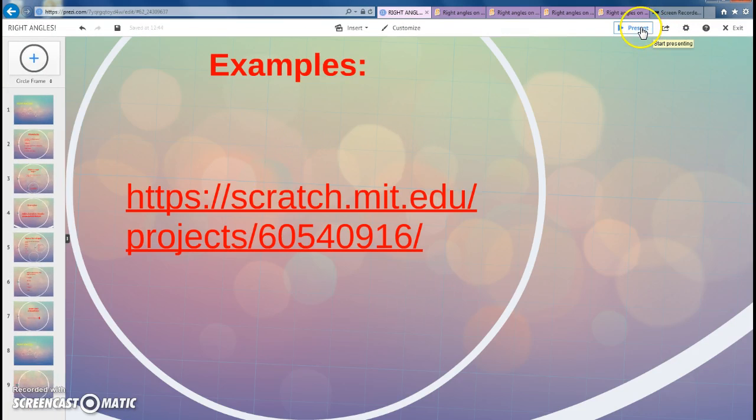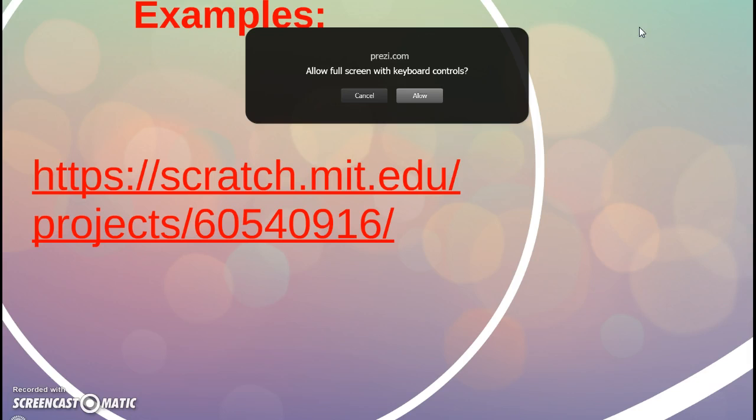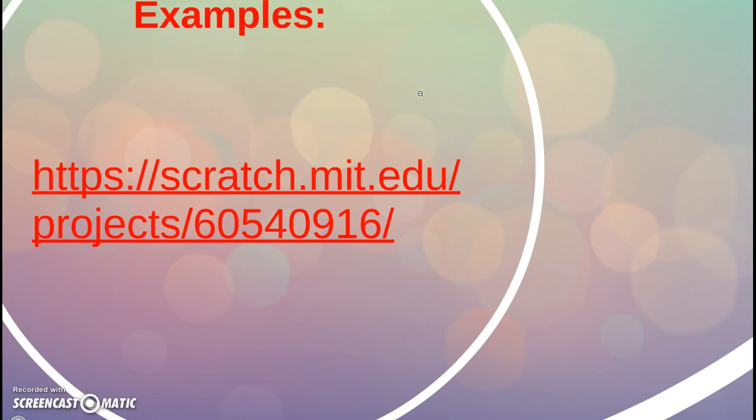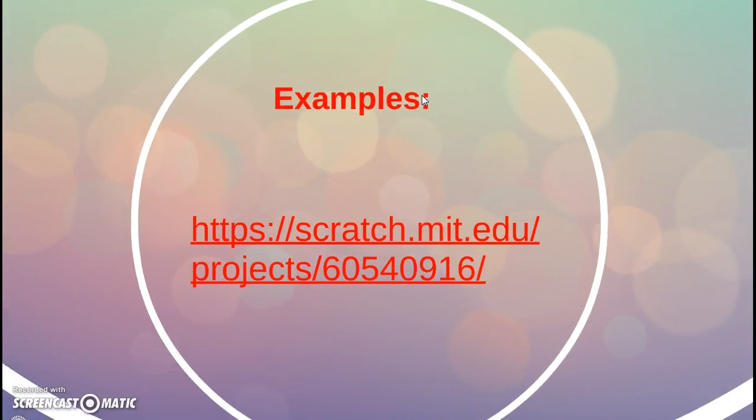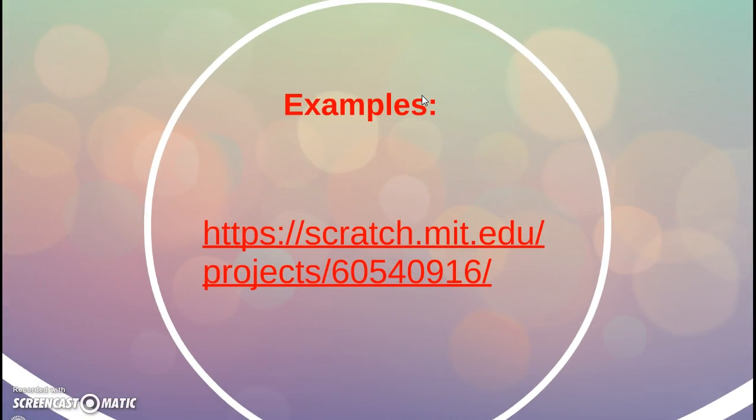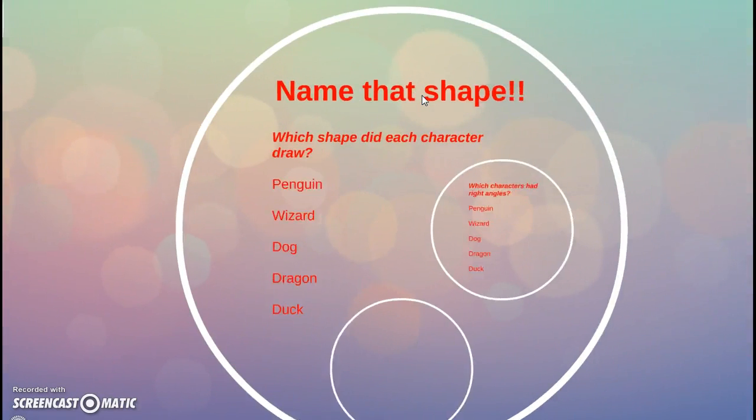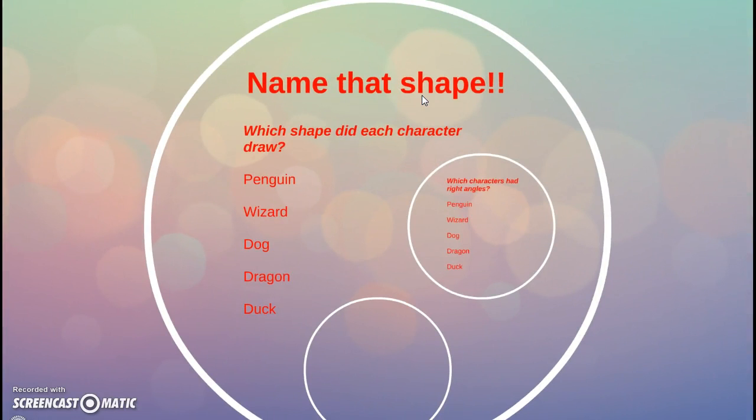Alright, and then click back up here at present. Then you can hit allow, because that just gets you back to the arrows that you're going to use. So you'll hit the right arrow again, that gets you back out. Hit the right arrow one more time. Now I want you to name that shape. Which shape did each character draw?